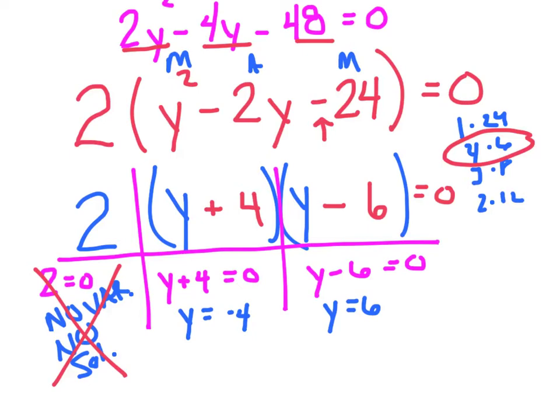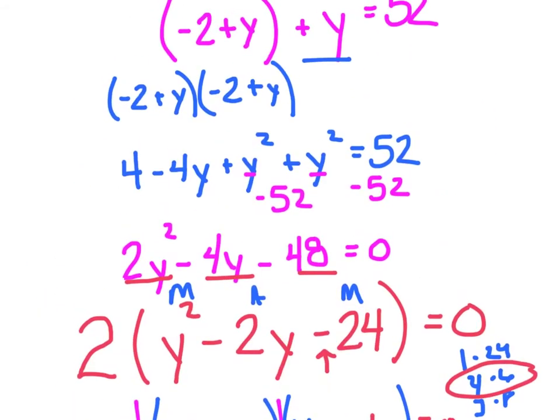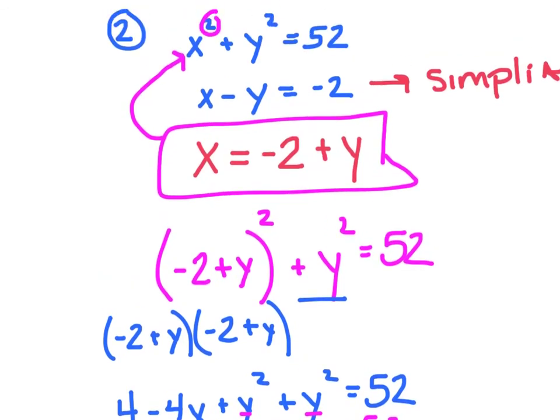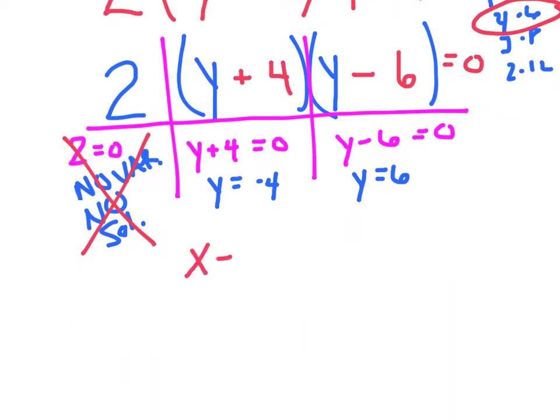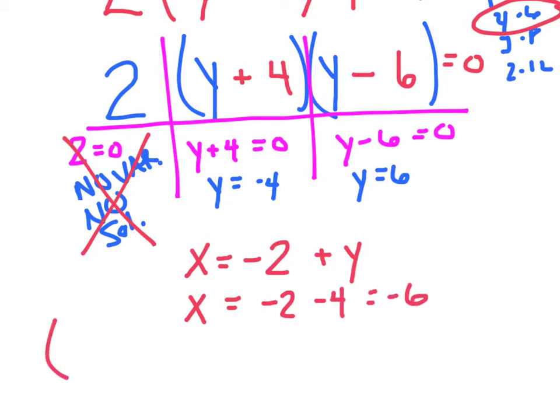Right now you have the y values. You need to go back and get the x values. So remember, it doesn't matter what equation you pick. I'm going to pick this one because, again, it's simpler. All right, this one is much nicer. And in fact, I'm going to use the cleaned up version of it, x equals negative 2 plus y. And I'm going to plug my negative 4 in. So x equals negative 2 minus 4, which is negative 6. So this point is actually negative 6, negative 4.